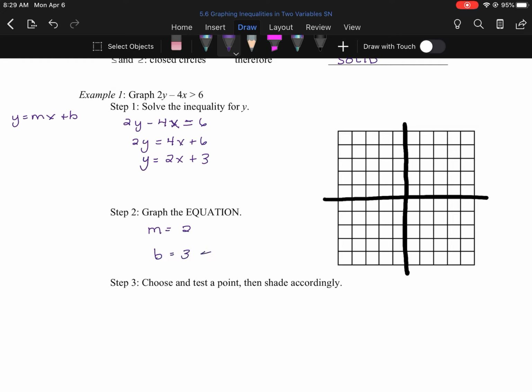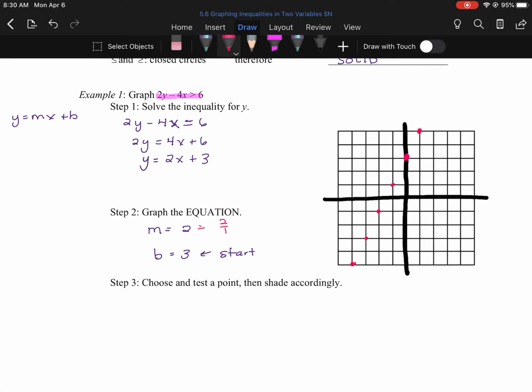Remember, you can make an XY chart, or you can graph using your slope and your y-intercept. So I know my slope is 2, and my y-intercept, which is my b value, is 3. So remember, we always start at our y-intercept. So let me get a brighter color. So I'm going to go up 3, 1, 2, 3, put a nice little dot. And then my slope is 2, so remember that's rise over run. So 2 over 1. So that means I'm going to go up 2 to the right 1, but I'm out of room. So I'm going to go back to my y-intercept, and I'm going to go down 2, but then go to the left 1. So down 2, left 1, down 2, left 1.